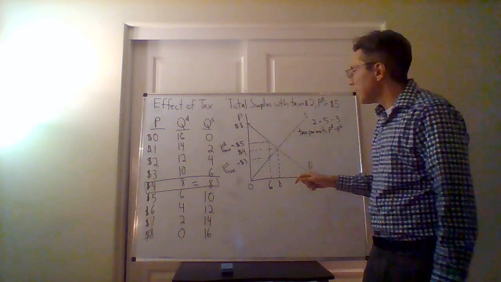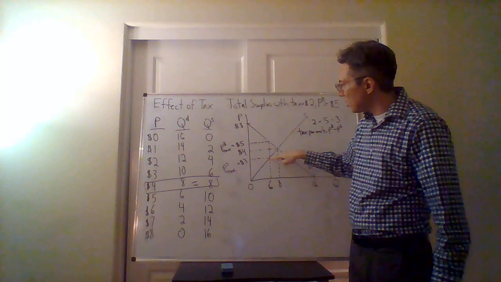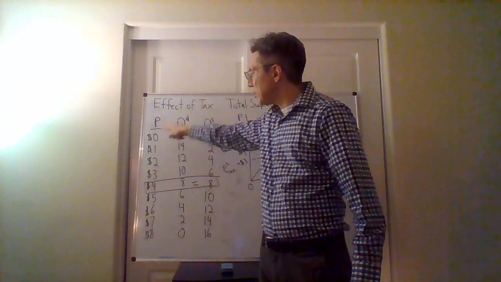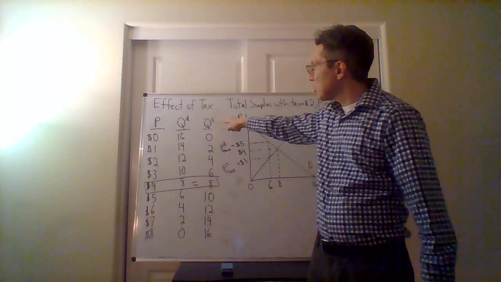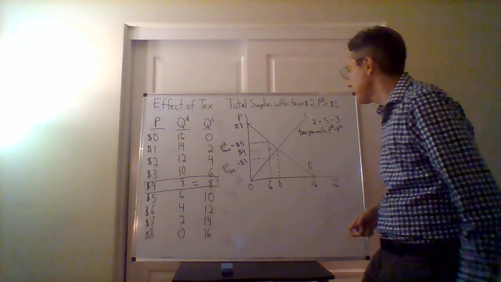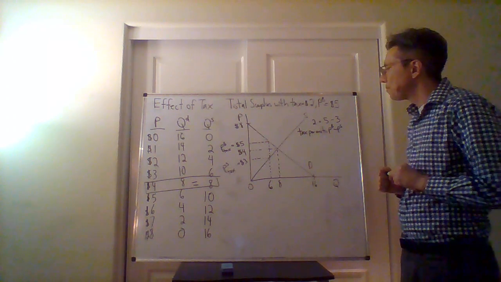Okay, another way we could look at it again is we could say, in terms of the supply, what's the quantity supplied when the price is 3? So again, we can look at the price equal to 3. What do we see in terms of the quantity supplied? Again, it's 6. Okay, all right.